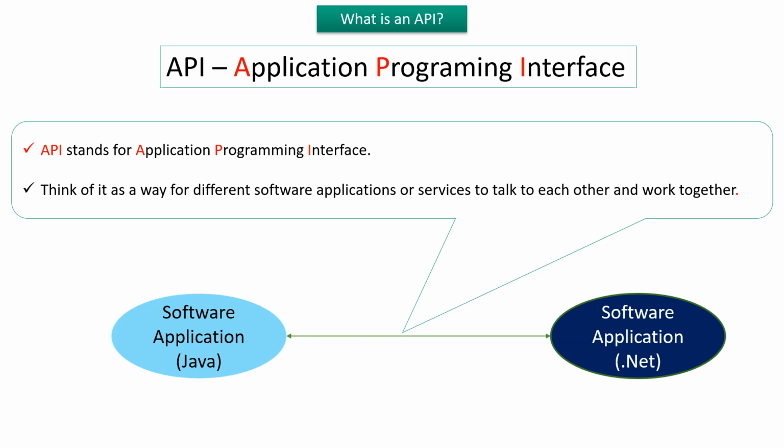In this video tutorial I will explain what is an API. API stands for Application Programming Interface. Here you can see a software application which is developed using Java. Here you can see a software application which is developed using .NET. And using API, these two different applications or services can talk to each other and work together.